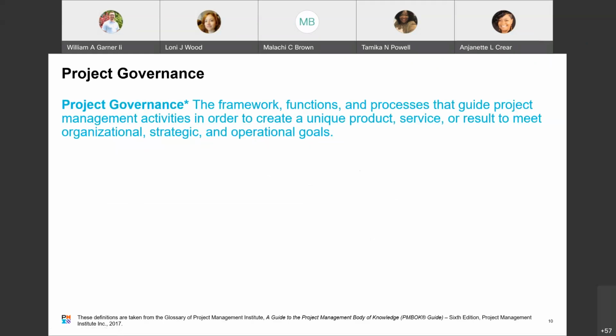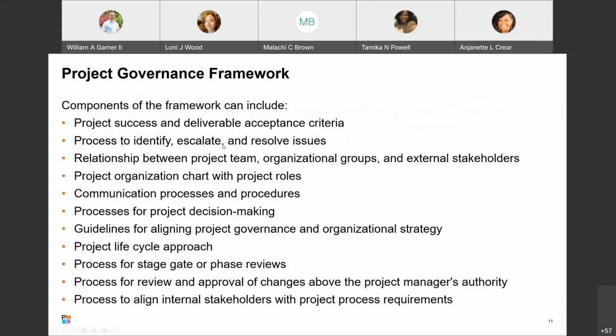When you look at project governance, project governance is the framework, the function, and the processes that guide project management activities in order to create the definition of a project, a unique product, service, or result to meet organizational, strategic, and operational goals. It's a comprehensive methodology that provides oversight on the project lifecycle for the organization and ensures its success. It provides the structure, processes, decision-making models, and tools for the project manager and team to manage the project. So let's take a look at the framework.